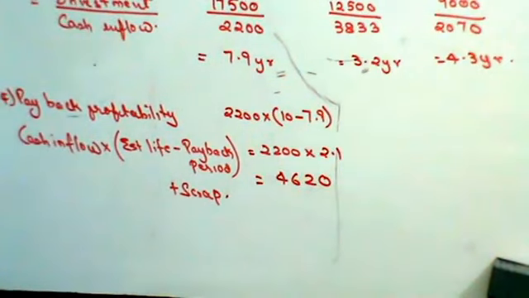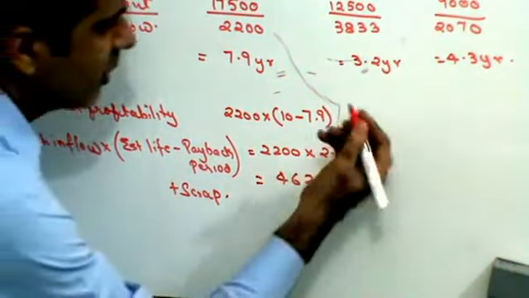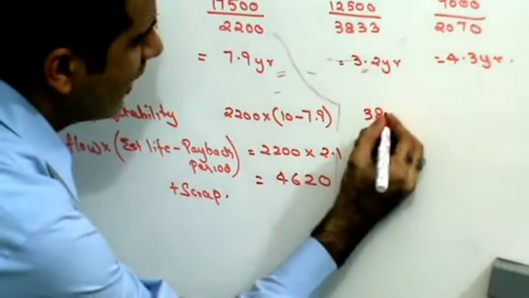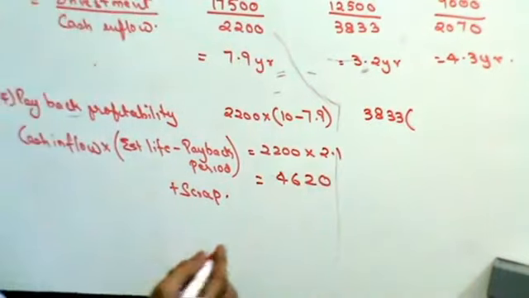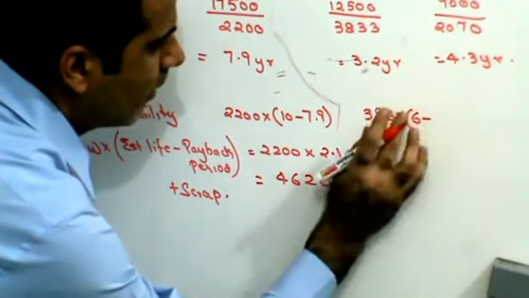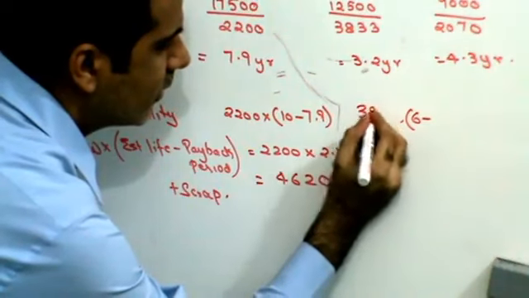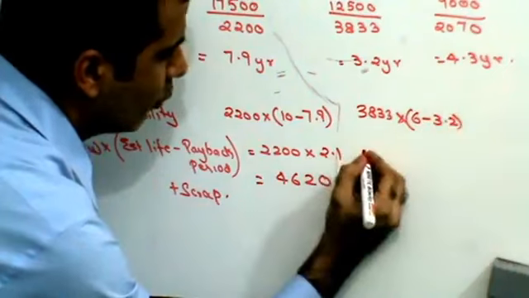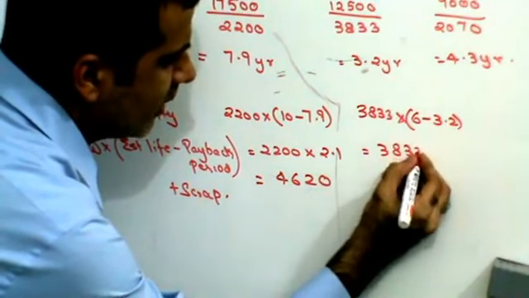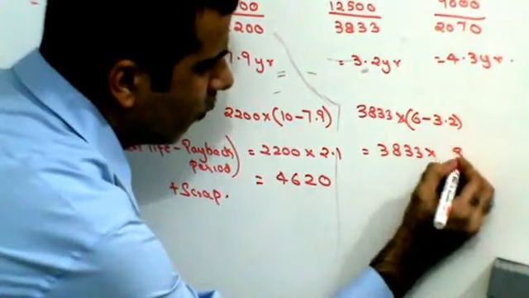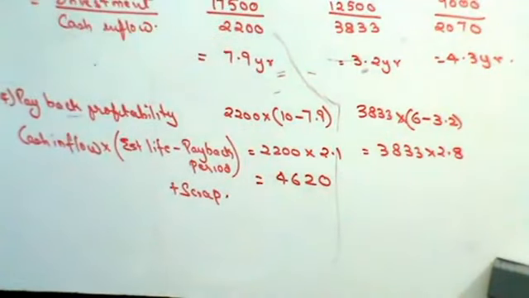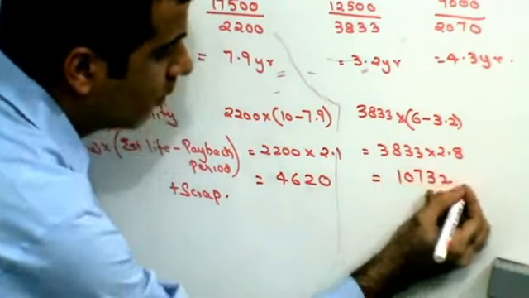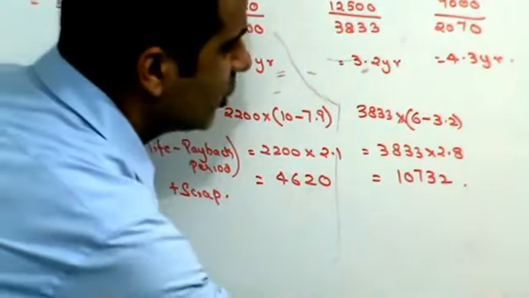So the payback profitability of machine A is 4620. For machine B, my cash inflow is 3833. Life of the asset is 6 years. Payback period is 3.2 years. So this will be 3833 into 2.8, which is 10732. That's a nice machine.